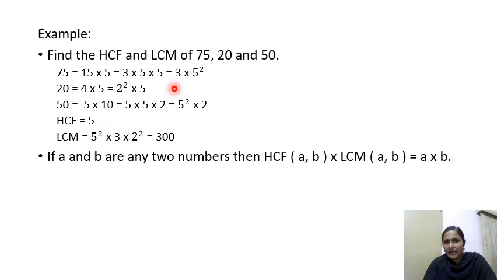Now just to check there. The number 3 is here. But 3 is not there in 20 and 50. So 3 we cannot take. Now 2. 2 is there in 20 and 50. But 2 is not there in the prime factorization of 75. So we cannot multiply it by 2 also. So HCF of these three numbers will be equal to 5.